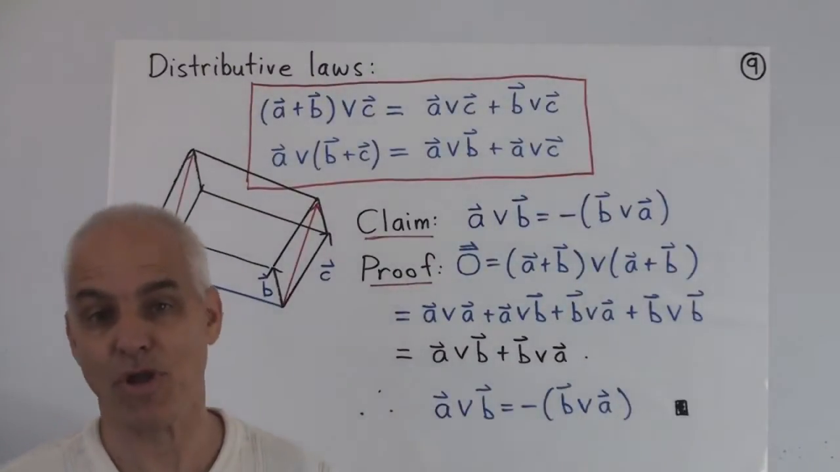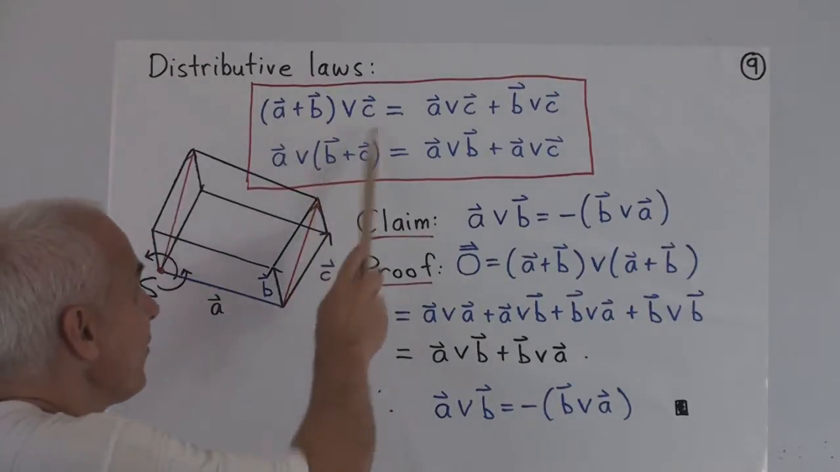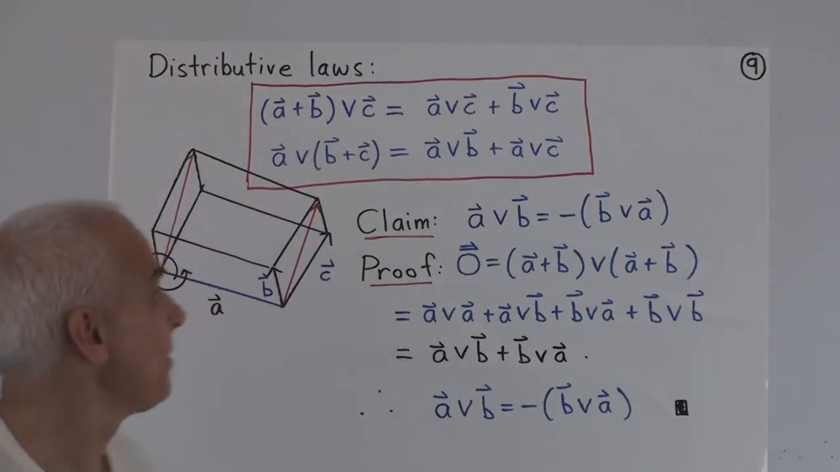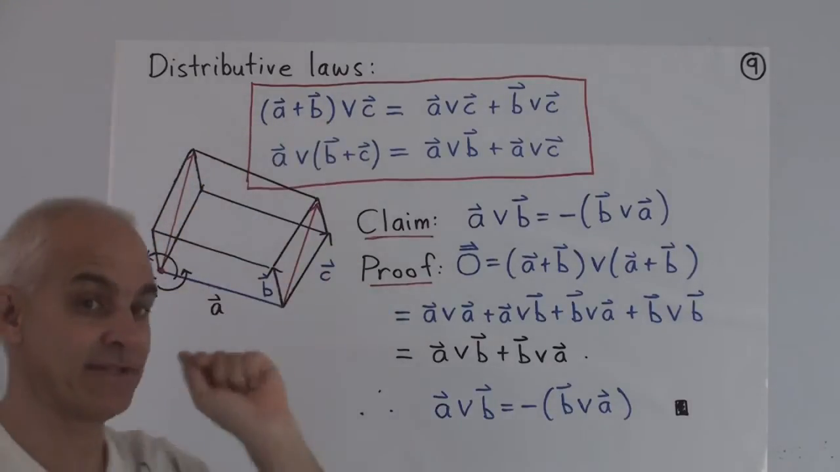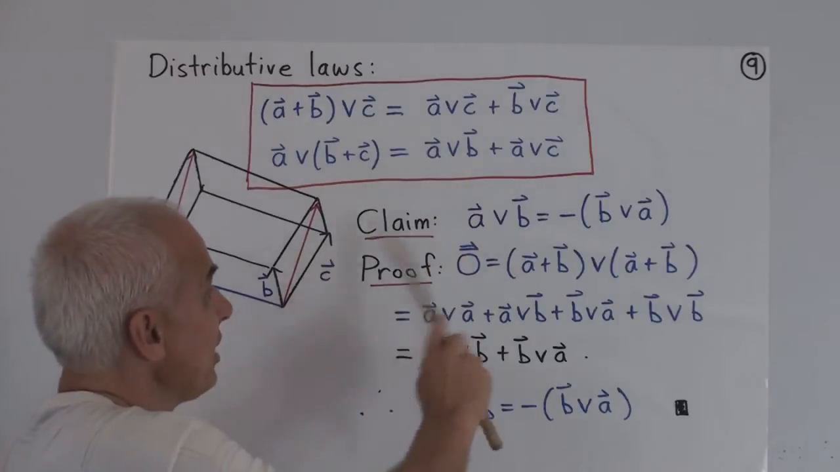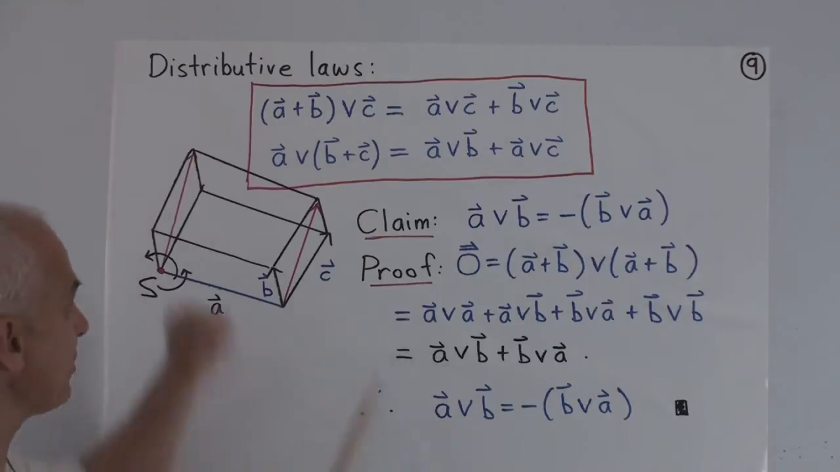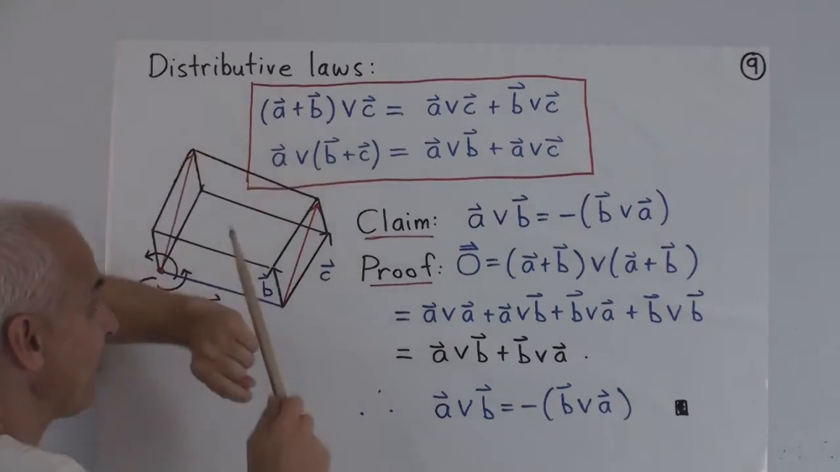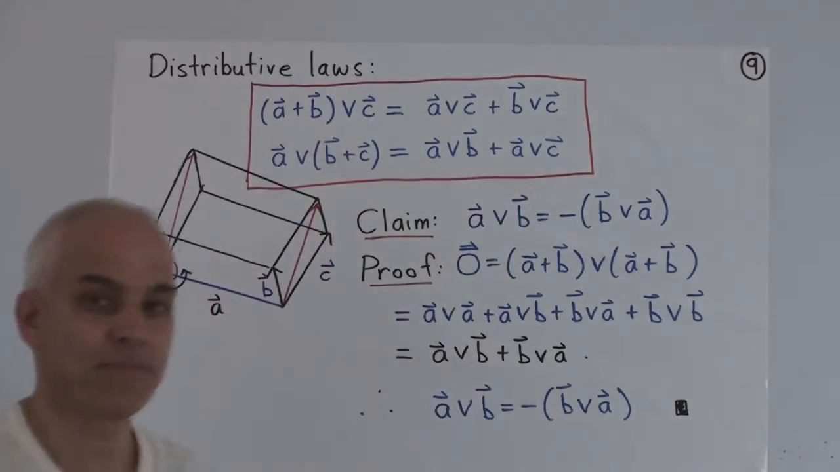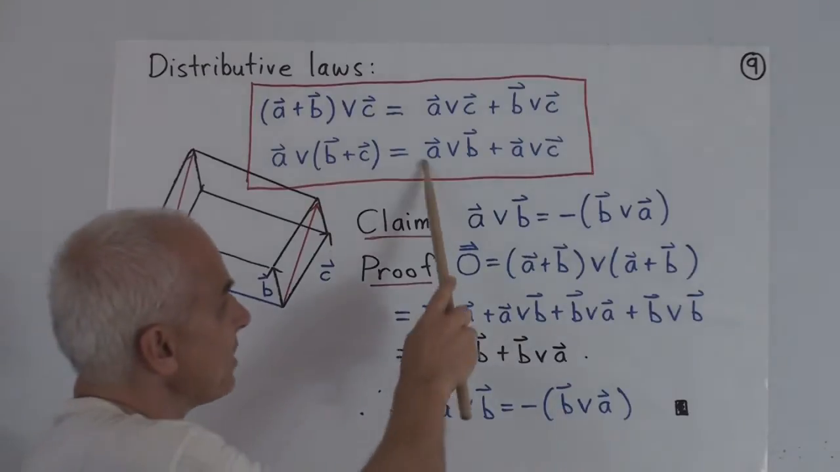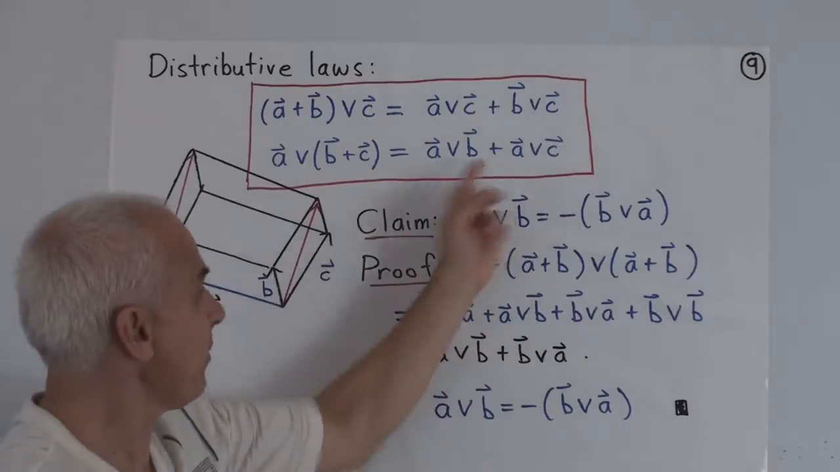And now there are 2 more laws that we have to add onto the ones we already have. These are the distributive laws. We are going to agree that if we have A plus B wedge C, then that's the same as A wedge C plus B wedge C. And the other way around, if we have A wedge B plus C, then that's the same as A wedge B plus A wedge C. So our convention is that if we have an expression like this, the wedges are combined first, and then we add later.